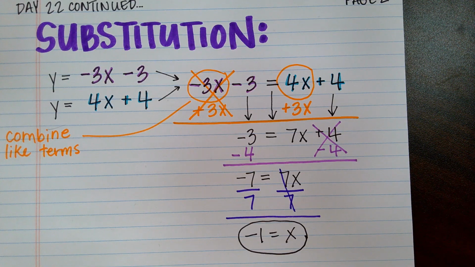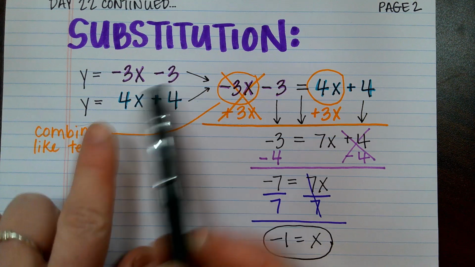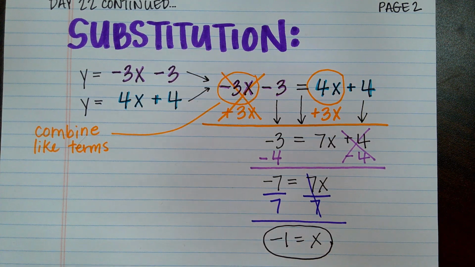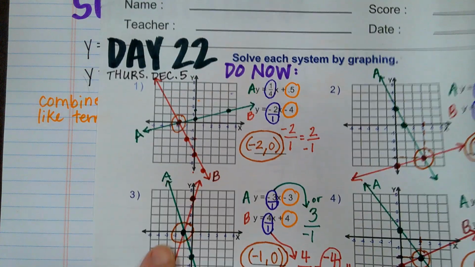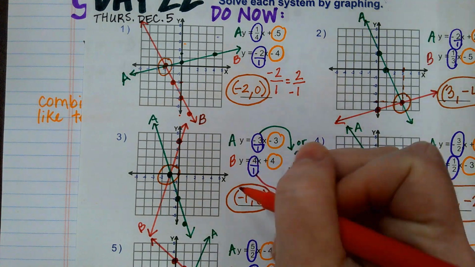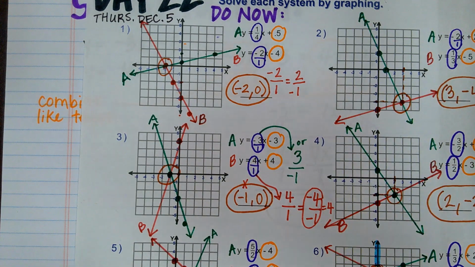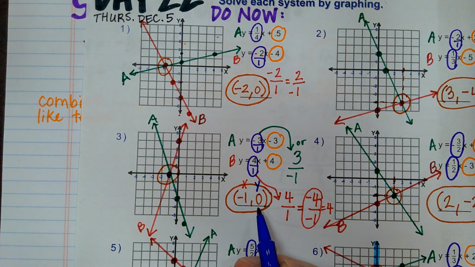Okay, so we are back from lunch. Here's where we left off. We started by setting negative 3x minus 3 equal to 4x plus 4, and then we solved for x. So we know that that is correct because we took this problem off of number 3 on that worksheet, and our x value and our coordinate is negative 1. So if we do the next part correctly, the value we get for y should be 0.